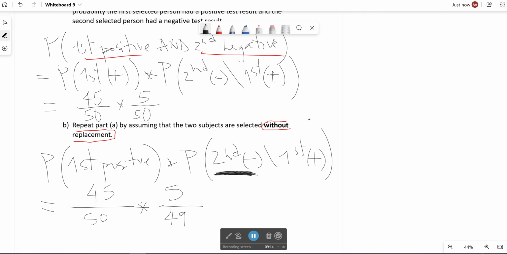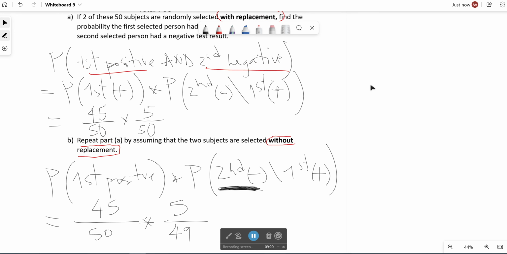So this is how we go about solving or thinking about the product rule and independent versus dependent events.